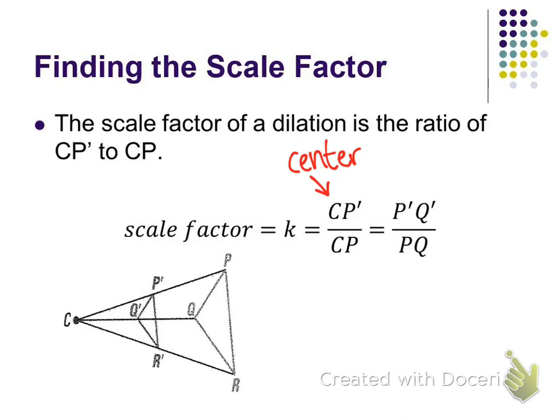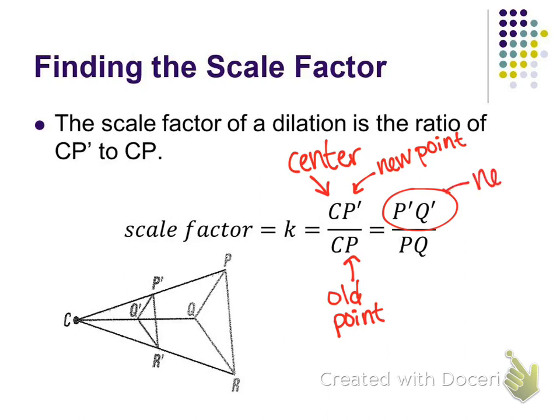This scale factor is going to be the same ratio of the lengths of the new sides to the old sides. So if you want to label these things, new point, this would be an old point or an original point. This would be a new side length.